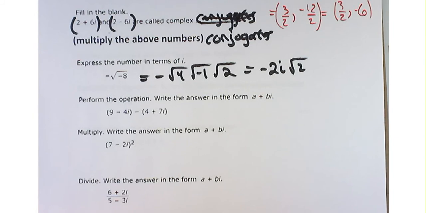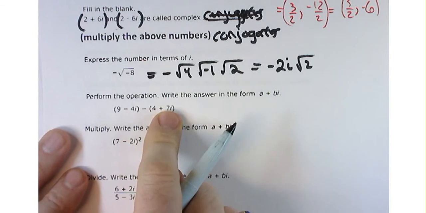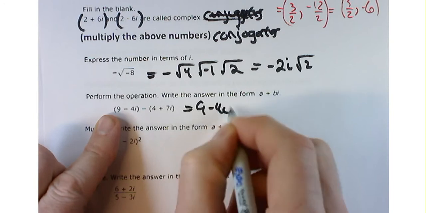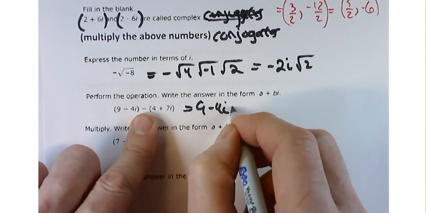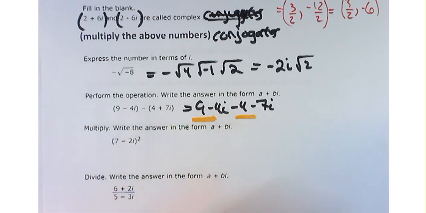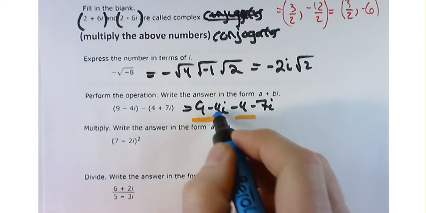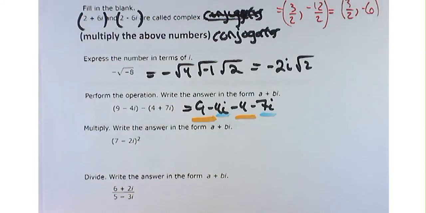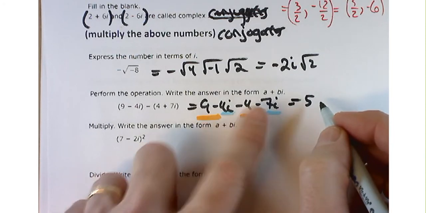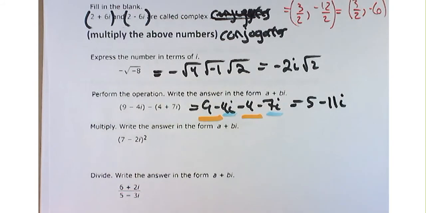The biggest problem here is that people want to FOIL that. No matter how big of a bold letter I put there, add or subtract, and how much I say at the beginning of class, people want to FOIL this. They want to go, oh, first, that's it. No, just subtract. So it's going to be 9 minus 4i, and let's distribute that to both terms, minus 4 minus 7i. And then it's just a matter of like terms. You've got a complex part and a real part. So 9 minus 4 is 5. Negative 4i and negative 7i is negative 11i. Done. That's it. Make it easy on yourself.